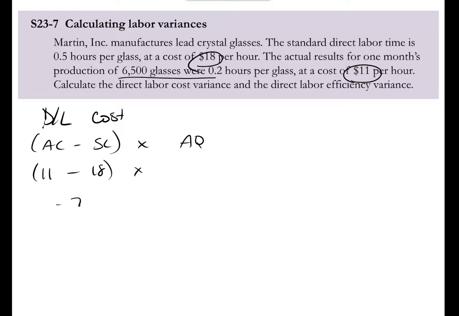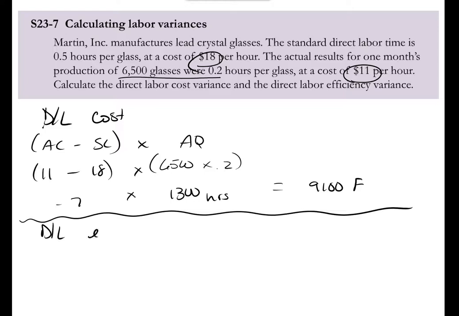And that's right here, 6,500 glasses times 0.2 hours per glass. So I actually used 1,300 hours. So that's $7 an hour times 1,300 hours gives me a $9,100 variance. And it's favorable because I paid less than I was expecting to pay per hour.